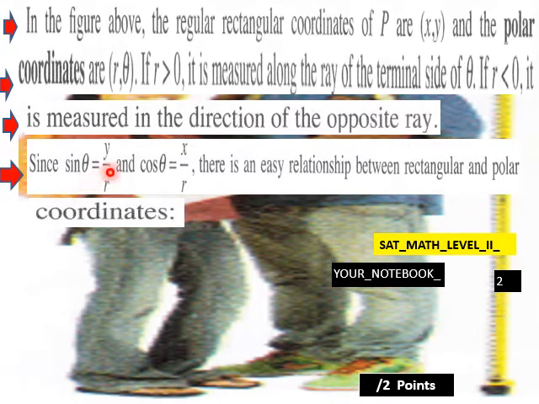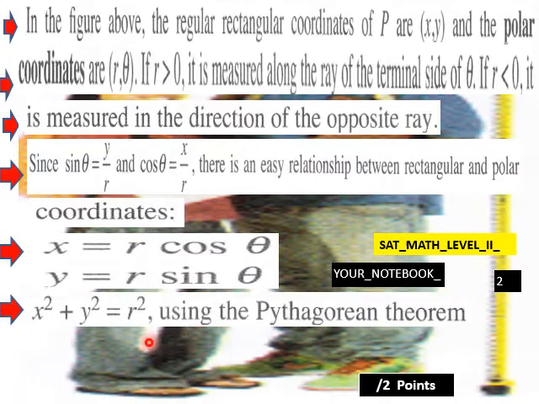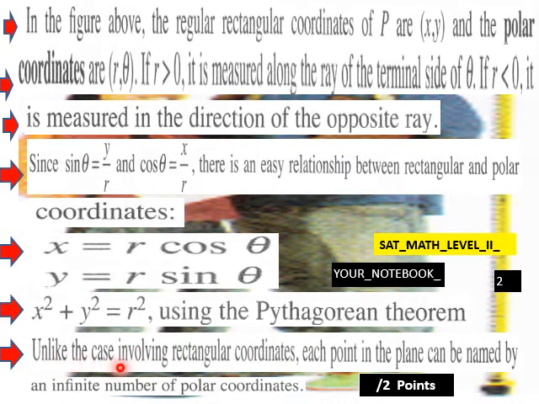Since sine theta equals y over r and cosine theta equals x over r, there is an easy relationship between rectangular and polar coordinates. So x equals r cosine theta, and y equals r sine theta. X squared plus y squared equals r squared, using the Pythagorean theorem. Unlike the case involving rectangular coordinates, each point in the plane can be named by an infinite number of polar coordinates. This is page 2, which goes in your notebook guide.